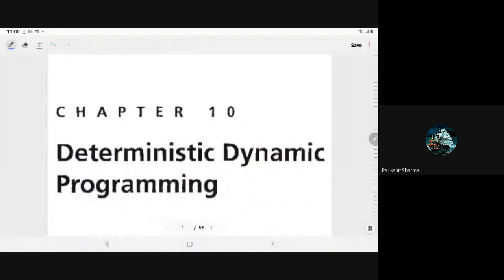Today we will start deterministic dynamic programming, or simply dynamic programming.